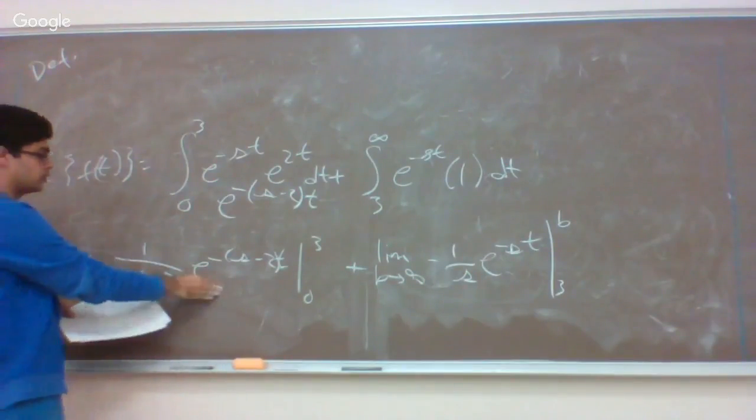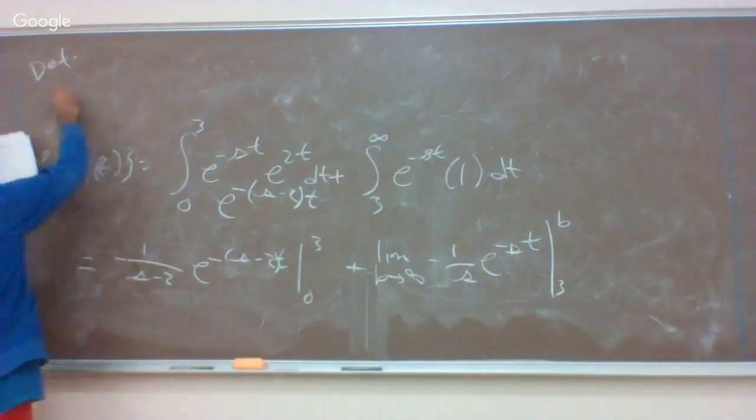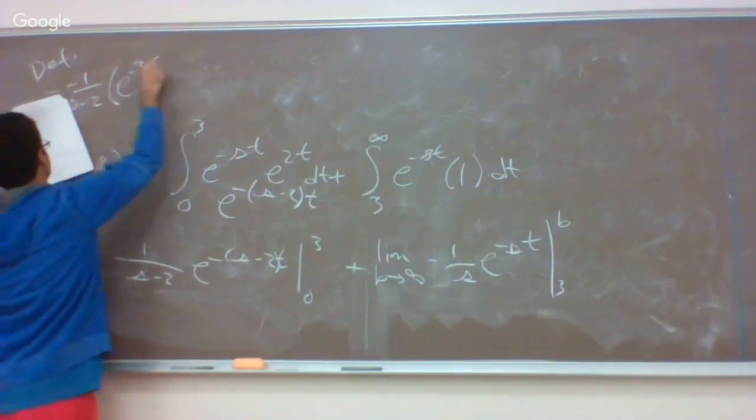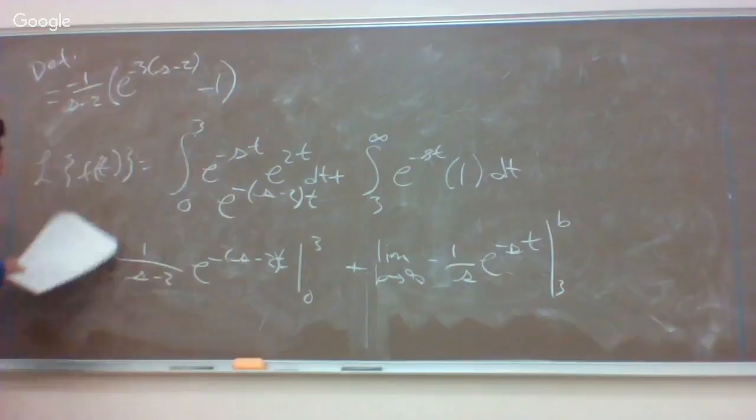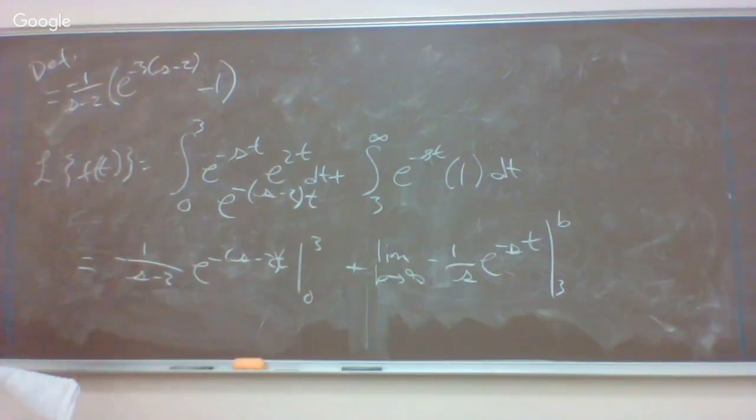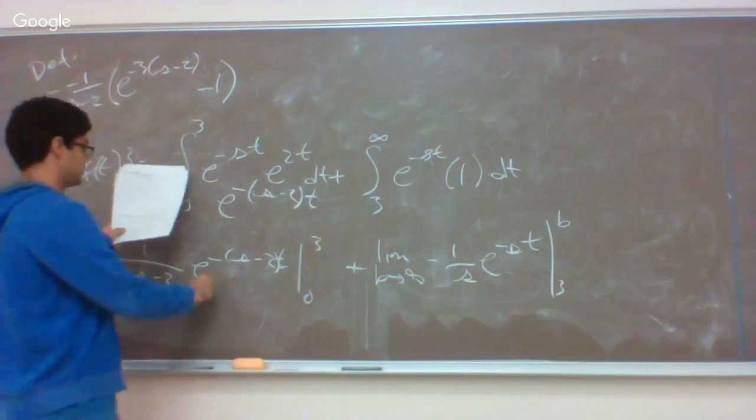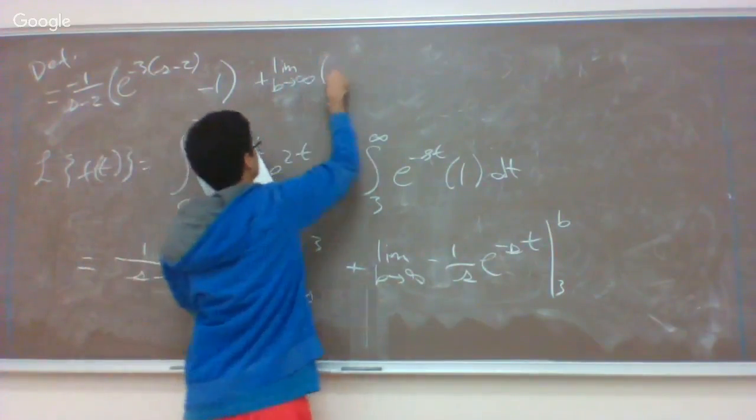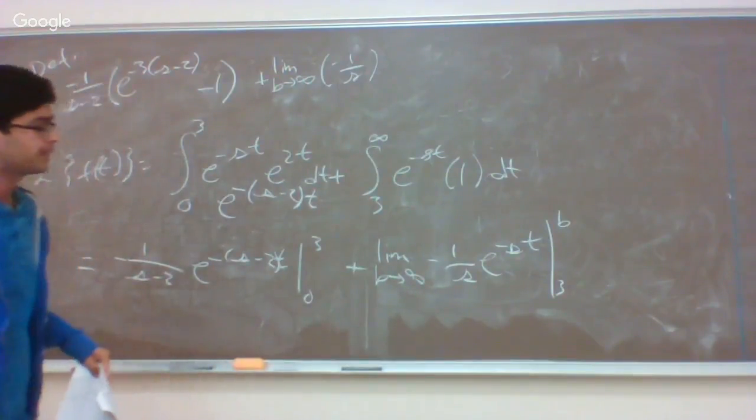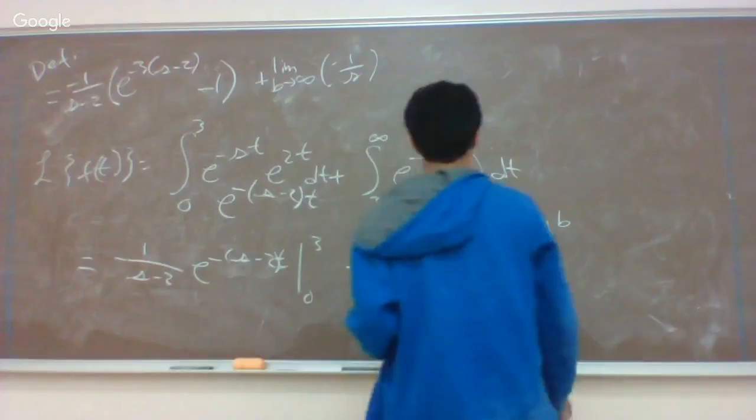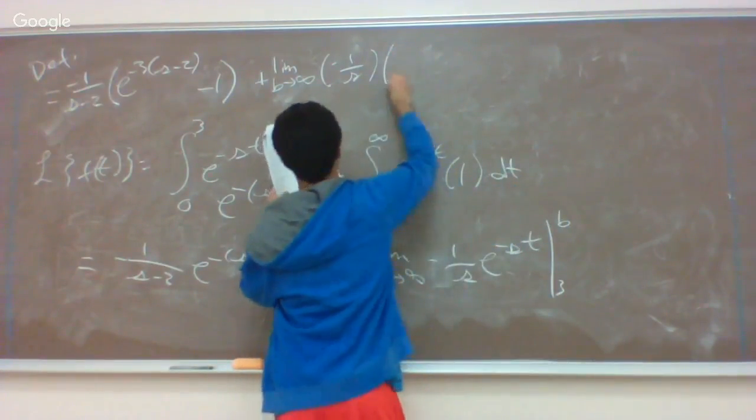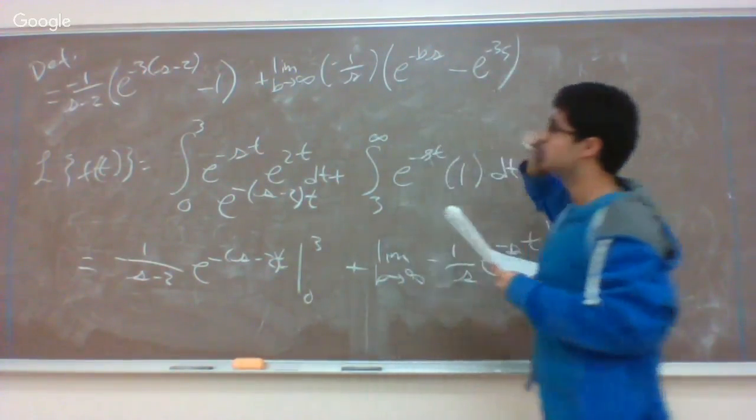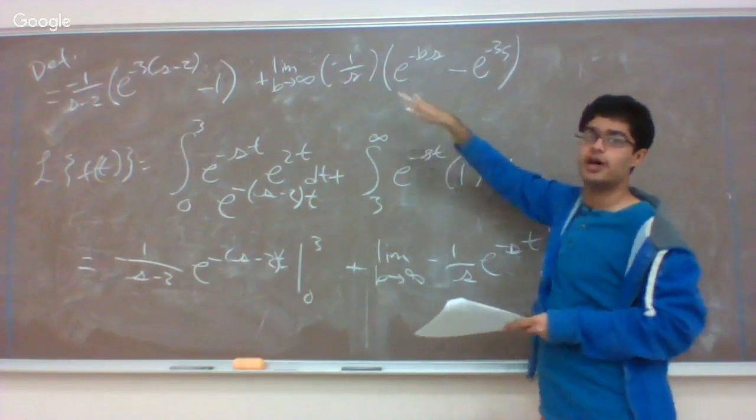So right here, we can sub in a 3, equal to negative 1 over s minus 2 quantity e to the negative 3 times s minus 2, minus 1, because the exponential is 0, 1, plus, as b approaches infinity, negative 1 over s. Here, I have this quantity negative 3 times s minus negative 3s. If I put in infinity here, when it's in the denominator, that goes to 0.